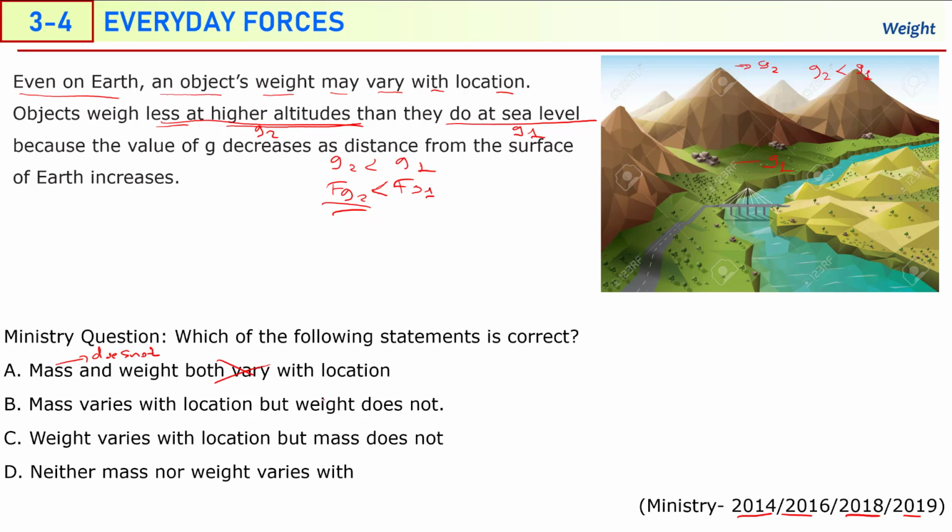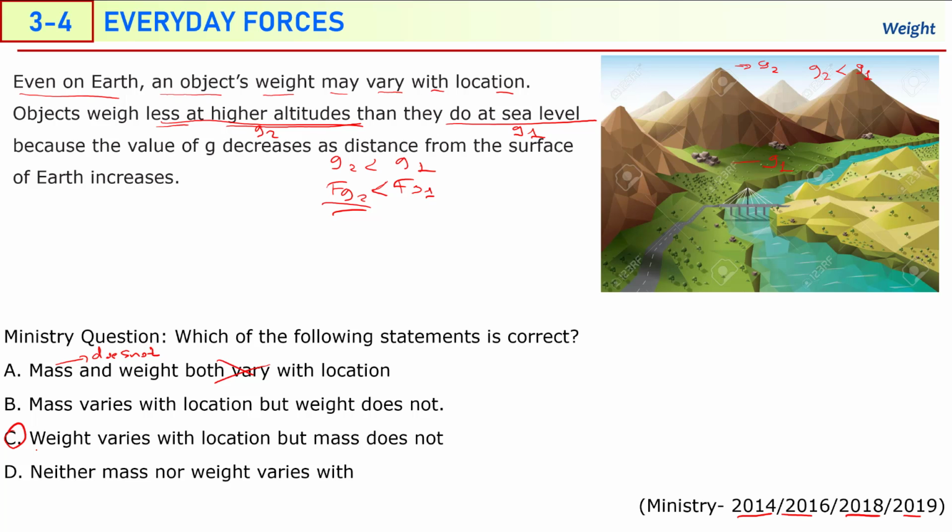Mass varies with location, but weight does not. No, vice versa. Mass does not change, weight does. Weight varies with location, but mass does not. So this is the correct answer. Neither mass nor weight varies with location. So C is the correct answer in here.